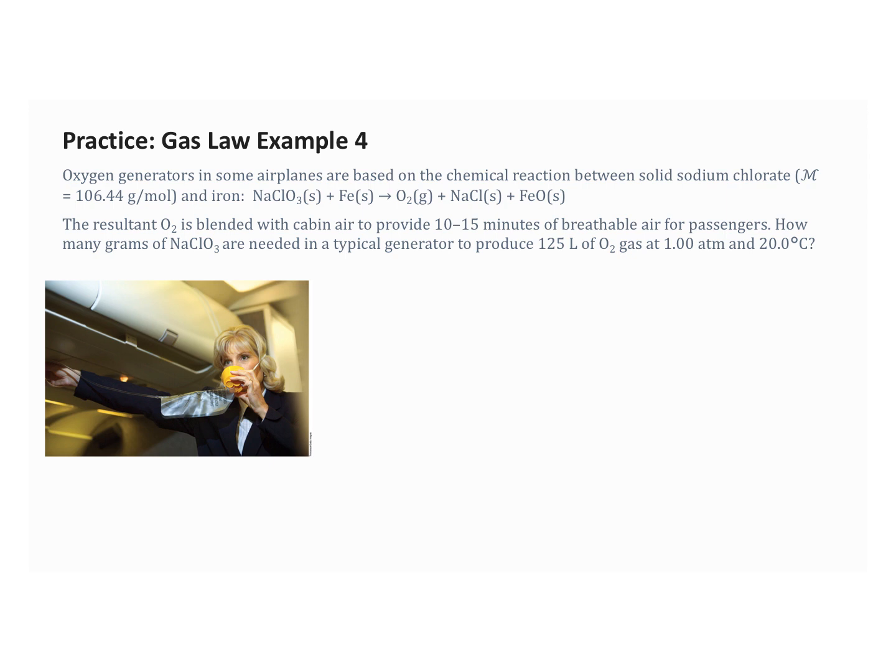In this one, it says oxygen generators in some airplanes are based on the chemical reaction between solid sodium chlorate, and we've got the molar mass here of 106.44 grams per mole, and iron. And there's a balanced equation. The resultant O2 is blended with cabin air to provide 10 to 15 minutes of breathable air for passengers. How many grams of NaClO3 are needed in a typical generator to produce 125 liters of O2 gas at 1 atm and 20 degrees Celsius?